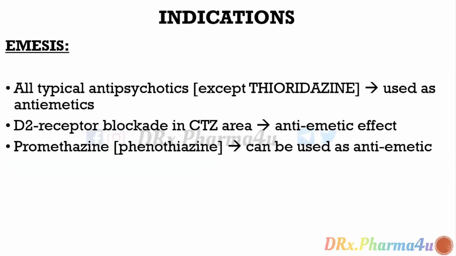It can also be given for emesis, that means vomiting conditions, because as you know, whenever dopamine increases in your body, it increases a tendency to vomit, because dopamine activates the chemoreceptor trigger zone, CTZ. So all typical antipsychotics except thioridazine are used as antiemetics. Promethazine can also be used as an antiemetic. Promethazine has another peculiarity also.